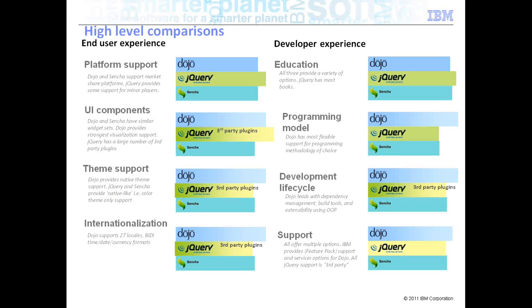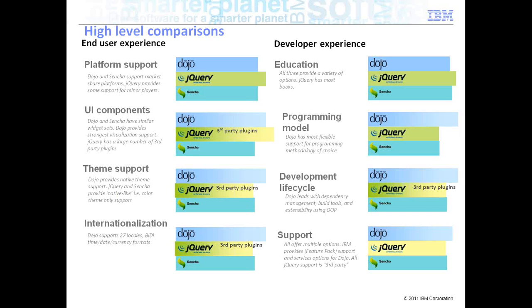Development lifecycle, again, Dojo has features like dependency management, build tools, and OOPS extensibility mechanism. I just talked about MVC pattern. So all this is available in Dojo, while jQuery again here depends on third-party plugins to provide development lifecycle support.